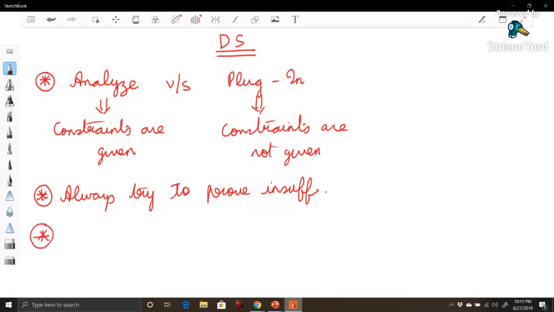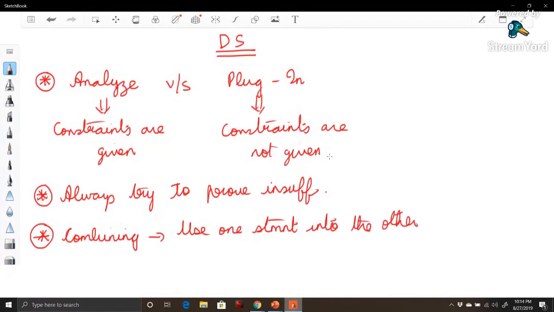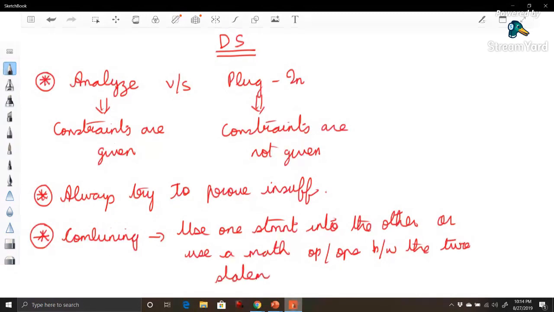The third is, when you're combining statements, always use one statement into the other, or substitute basically, or use a mathematical operation or a combination of mathematical operations between the 2 statements. Very important when you combine statements. If you're not able to use a mathematical operation, no problem. Directly go with analysis or plugging in.